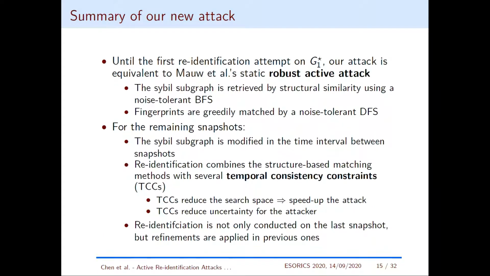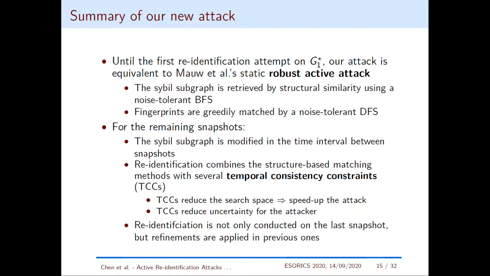So to summarize our new attack, this attack is equivalent to Mauw's static robust active attack, which is the strongest active attack known so far, in the fact that it uses a noise-tolerant search procedure to retrieve Sybil candidates by structural similarity, and it also uses a noise-tolerant procedure to match fingerprints. Then for the remaining snapshots, starting from the second onwards, our attack is different in the sense that it is able to use this temporal information.